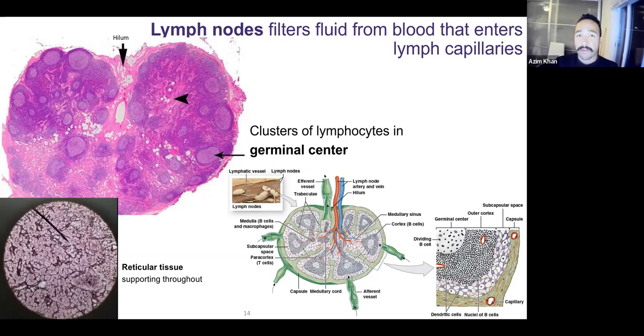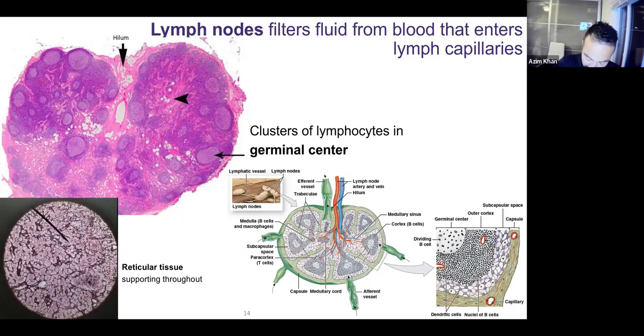Now we're moving on to one more secondary lymphoid tissue, and it's at the junctions of certain lymphatic vessels, lymph vessels, and these are lymph nodes. Lymph nodes are junctions between lymph vessels. Let's take a look at this illustration down here first.